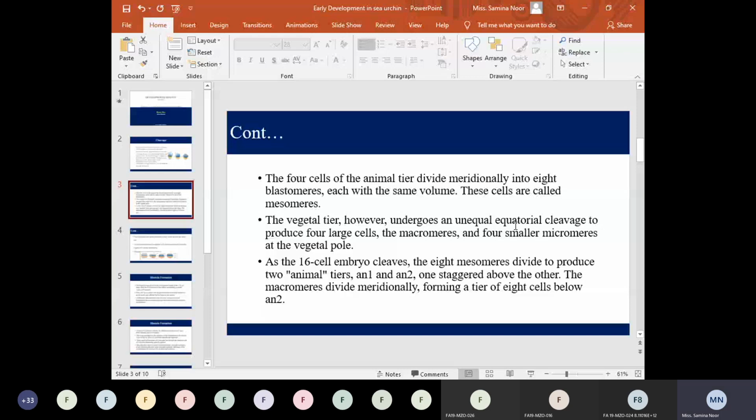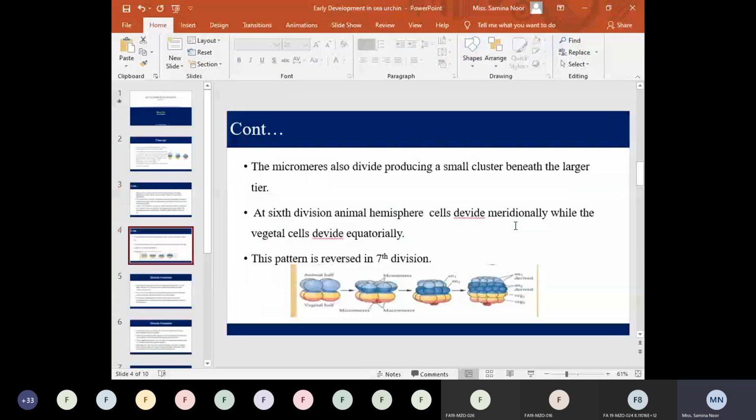The next is the micromeres. The micromeres also divide, producing a small cluster beneath the large tier. At that time, the micromeres also divide, producing a small cluster beneath the large macromeres.